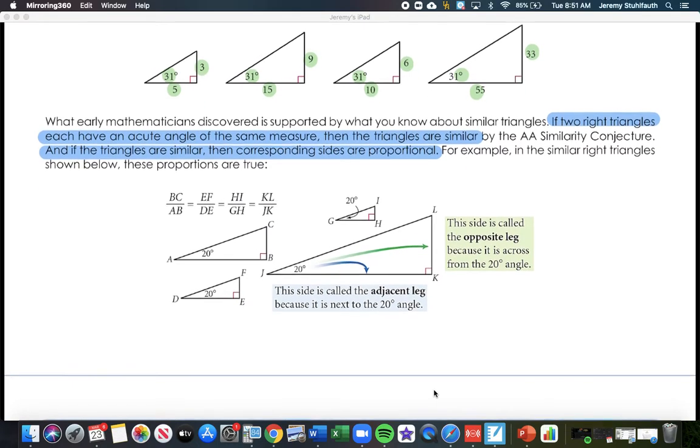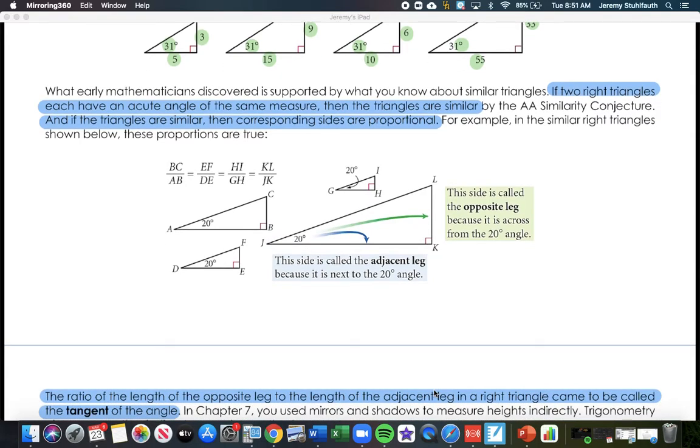So in this picture right here, what they noticed is that for all 4 of these triangles that have an angle of 20 degrees, the ratio between side BC and AB would be equal to the ratio between EF and DE, between HI and GH, and KL and JK. All 4 of those ratios were the same, so the ratio of the sides for that 20-degree angle were the same.